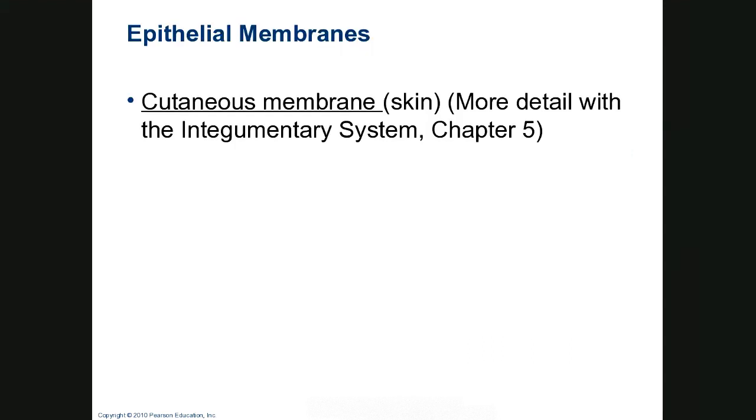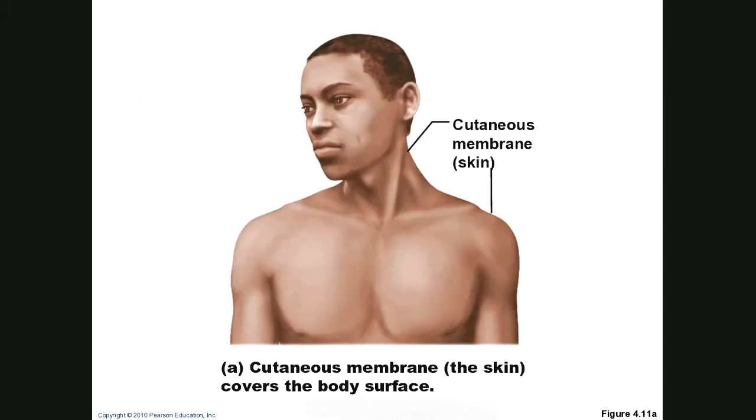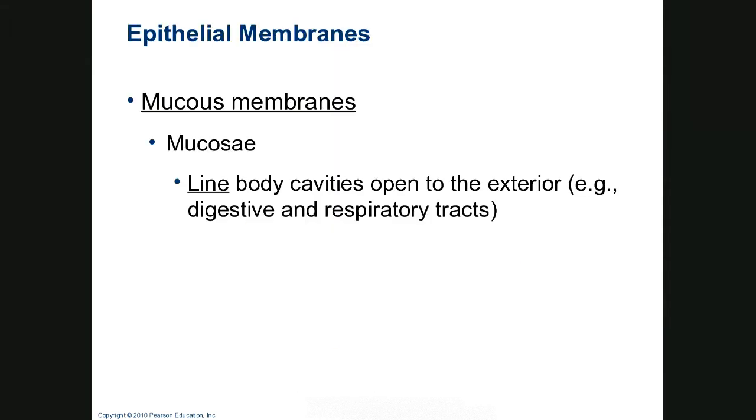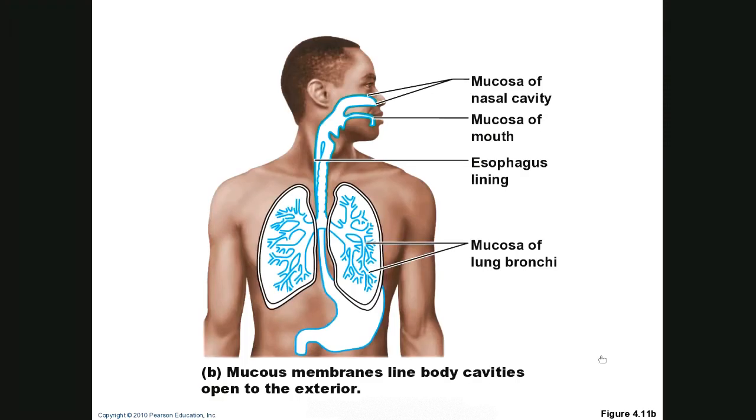Okay, skin is a cutaneous membrane, and that's what skin looks like. And we're also going to talk about epithelial membranes, the mucous membrane. Okay, the mucosa lines body cavities. The digestive tract from mouth to anus is all lined with a mucosal lining. The respiratory tract is lined with a mucosal lining. This is showing the basic example of your nose and your mouth, trachea, esophagus, stomach, all lined with mucosa.